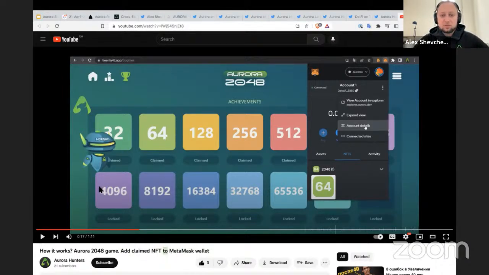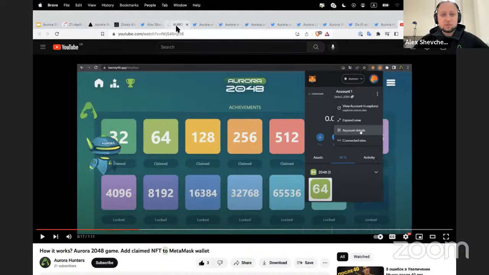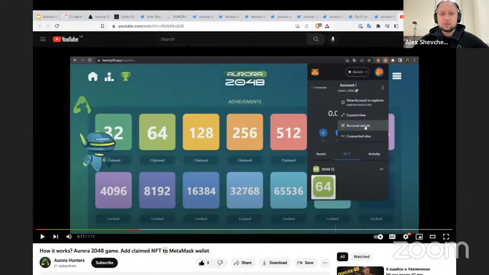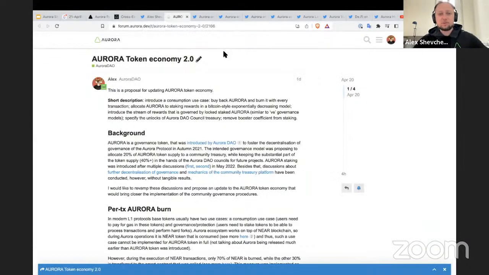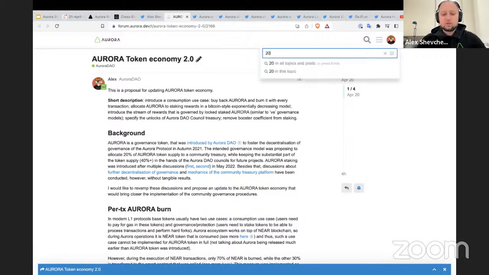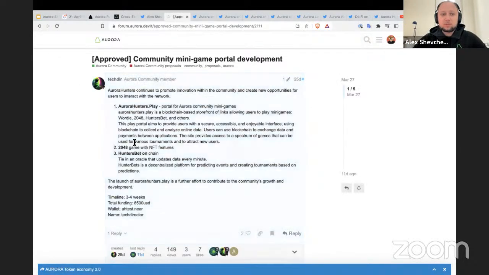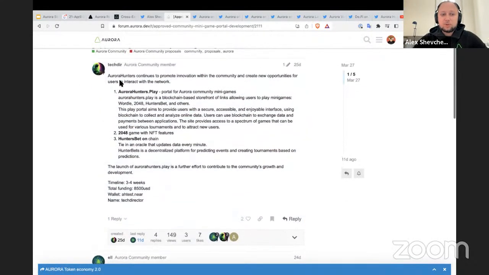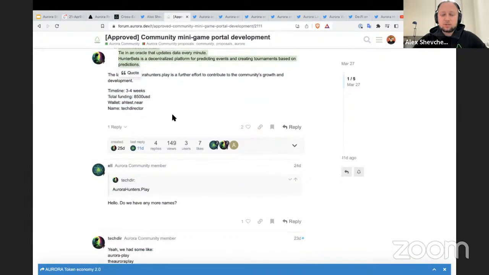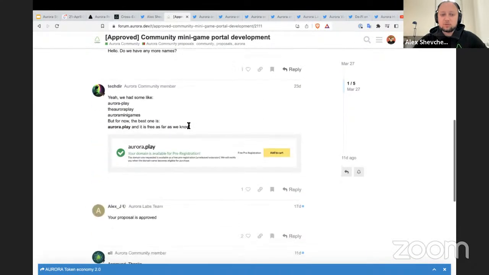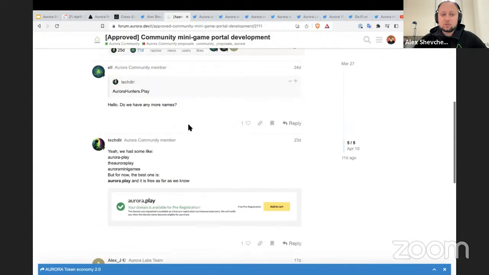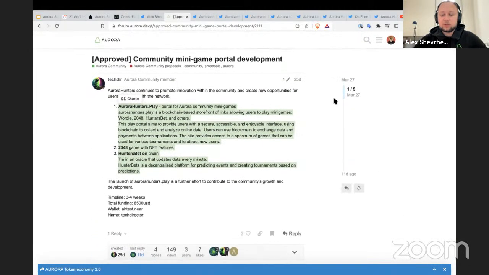By the way, as far as I understand, you're able to see the reports on the development of this game in the official forum of Aurora. Let's actually check it out. 2048. Community mini game portal development. Check out here. There are people who are willing to, they're doing, and there is full disclosure of information on when it is going to work, how it is going to work, and so on. Pretty cool. Looking forward to this, and according to this post, looking forward to seeing the community minigame portal developed.